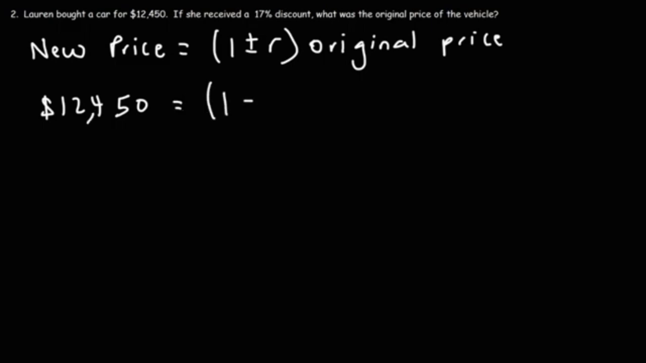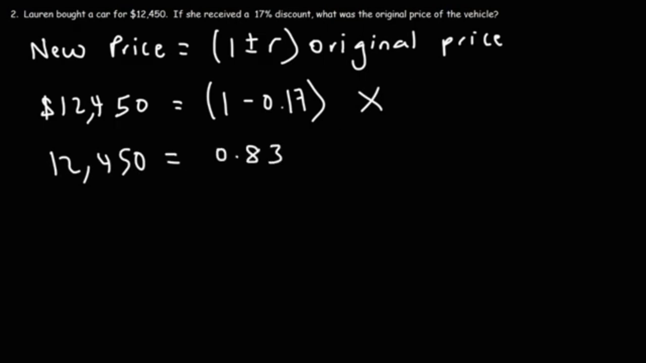So since we're dealing with a discount, we're going to use a negative sign. Now 17% as a decimal. If we divide 17 by 100, that's going to be 0.17. And the original price is what we're looking for, so we're going to call this X. 1 minus 0.17 is 0.83. So if you take off 17% from 100%, then that means that the new price is 83% of the original price.